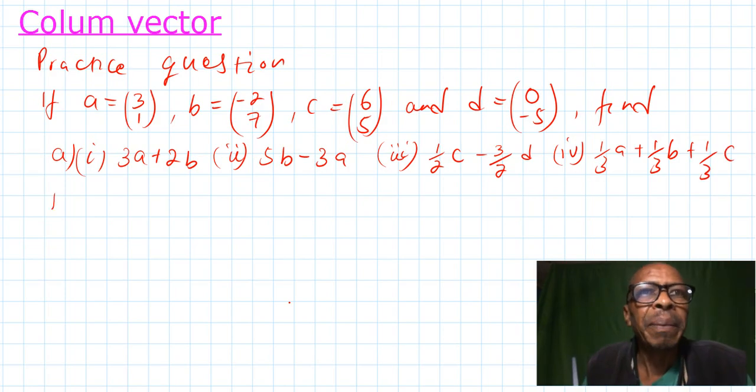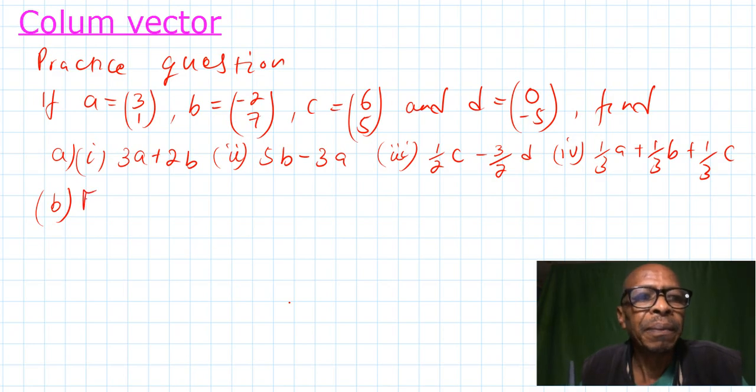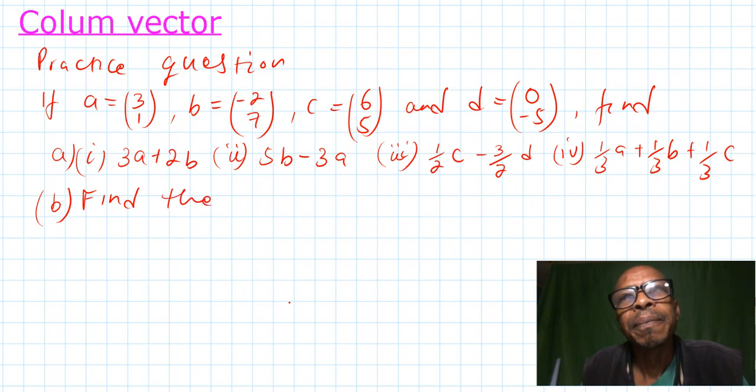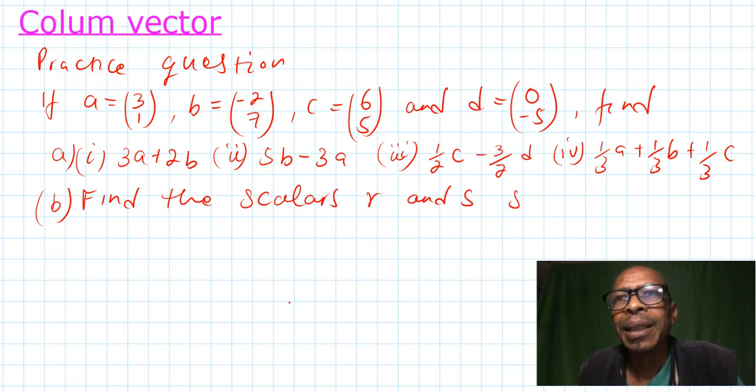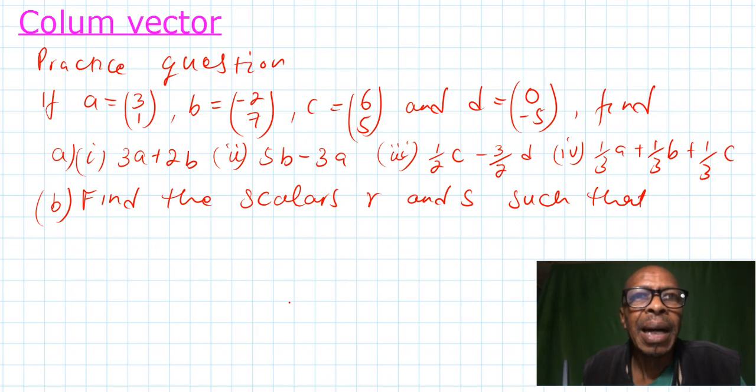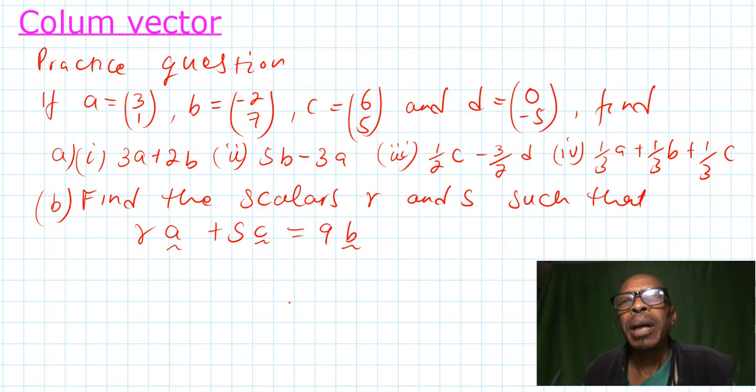Then we have part B of the question. You have find the scalars R and S such that R A, A is a vector, plus S C is equals to 9B. So you can practice on that, and you find the solutions.